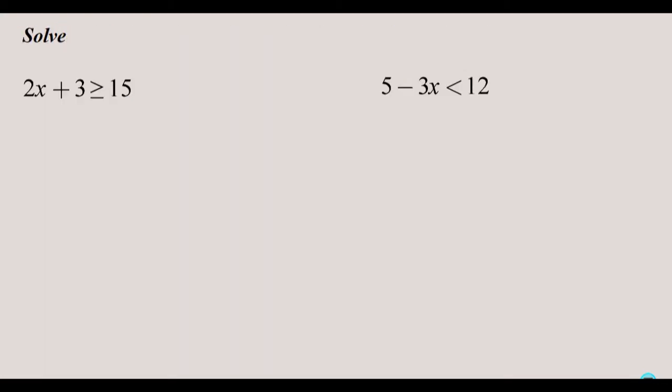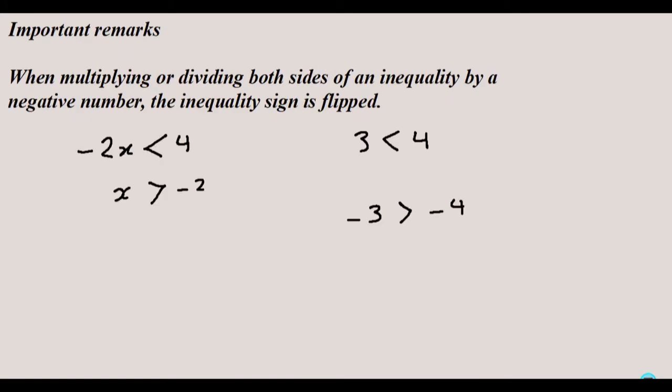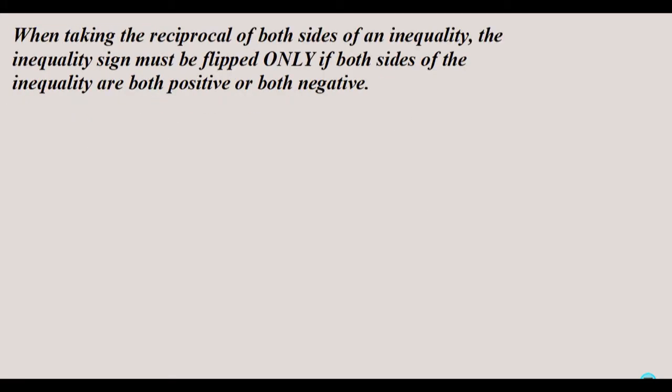The other remark is when taking the reciprocal of both sides of an inequality, the inequality sign must be flipped. However, note that this only applies if both sides of the inequality are either both positive or both negative. For example, consider 1 over n is less than 0.5. And you know that n belongs to the set of positive integers. So you know that n is positive.